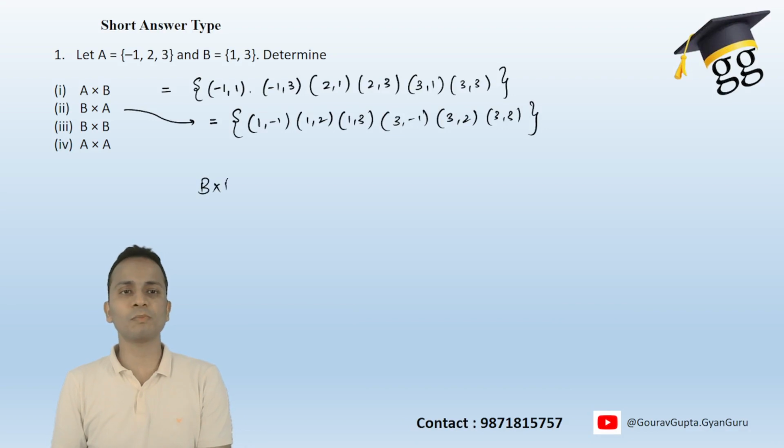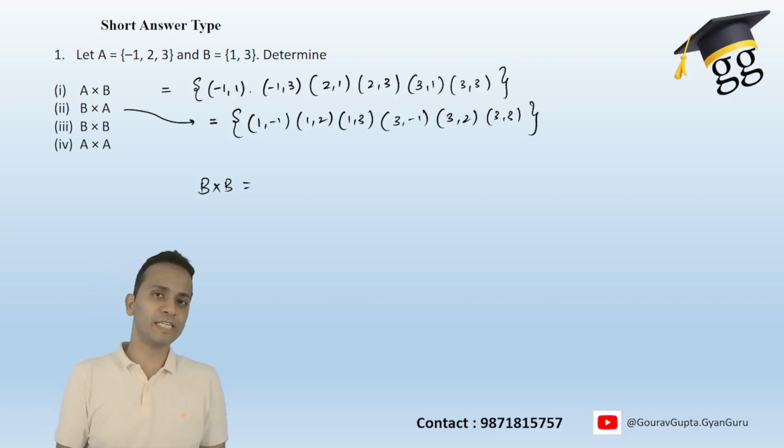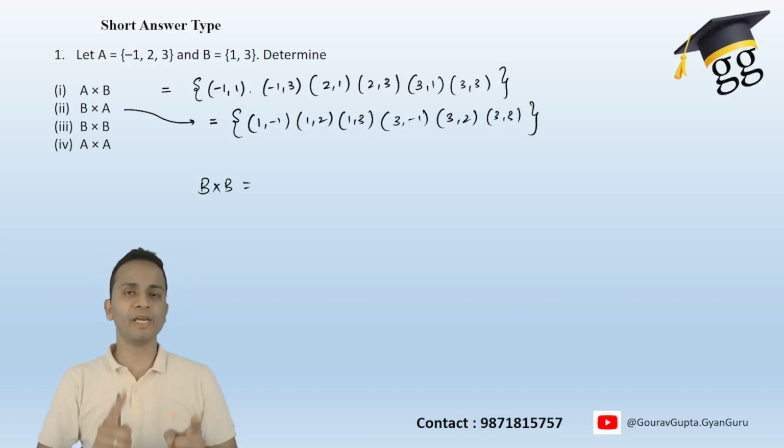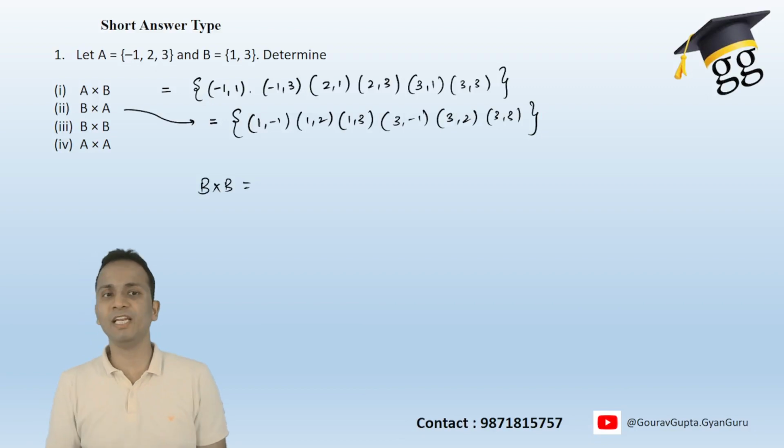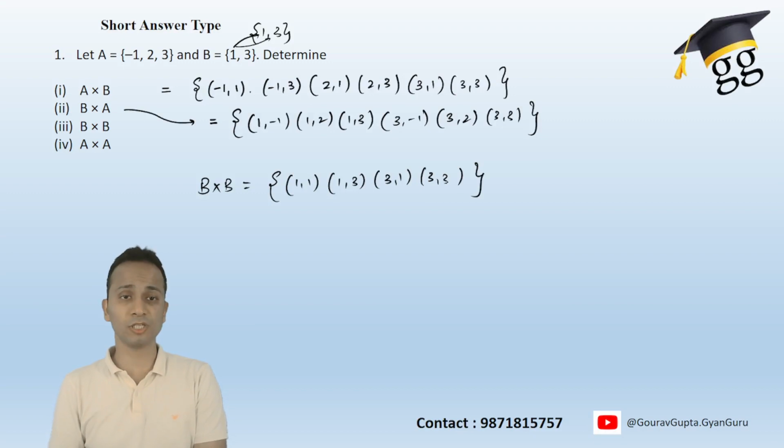Now for B cross B, we'll take the set B. The first element will be of set B, the second element will be of set B. So we'll pair up every element of set B with every element of set B, right? So if I write set B once again, that is {1, 3}. So 1 will be paired with 1 and 3, and then 3 will be paired with 1 and 3, right? So it will become (1, 1), (1, 3), then (3, 1), and (3, 3). So this is B cross B, and similarly we'll write A cross A, that is part number 4.